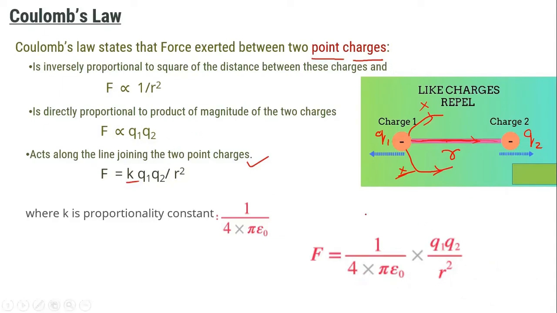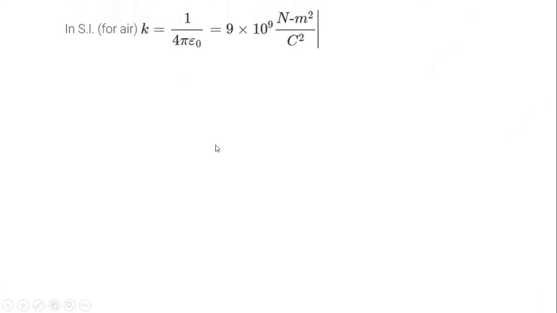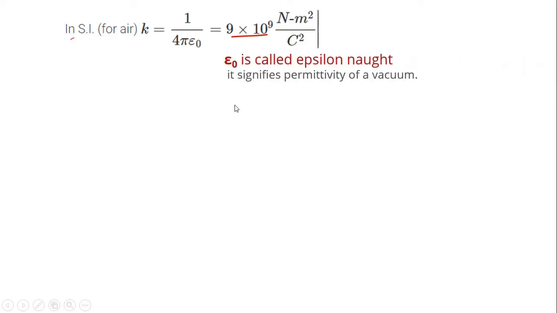Now we will learn more about this constant of proportionality, 1 upon 4 pi epsilon naught. In air, in SI units, the value of K is equal to 9 into 10 to the power 9 Newton meter square per Coulomb square. Here we find one symbol, epsilon naught. This epsilon naught signifies the permittivity of a medium.